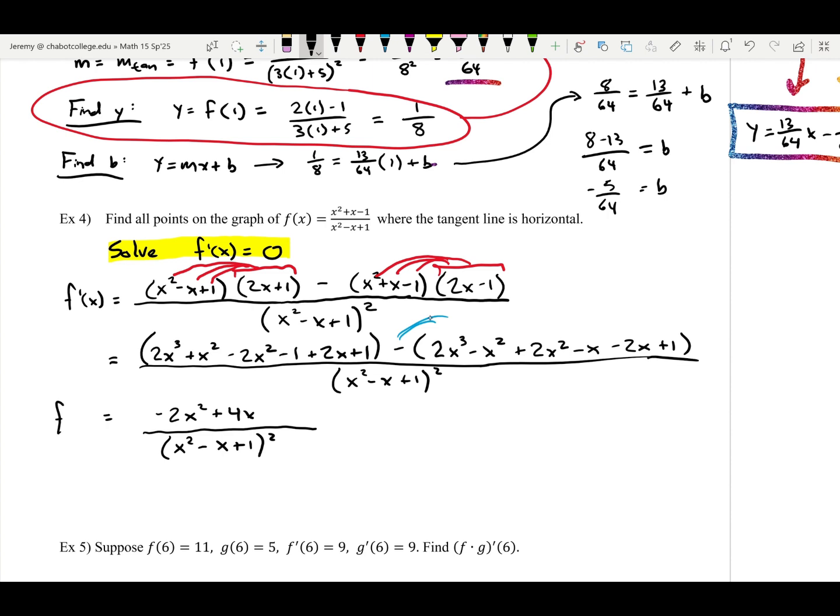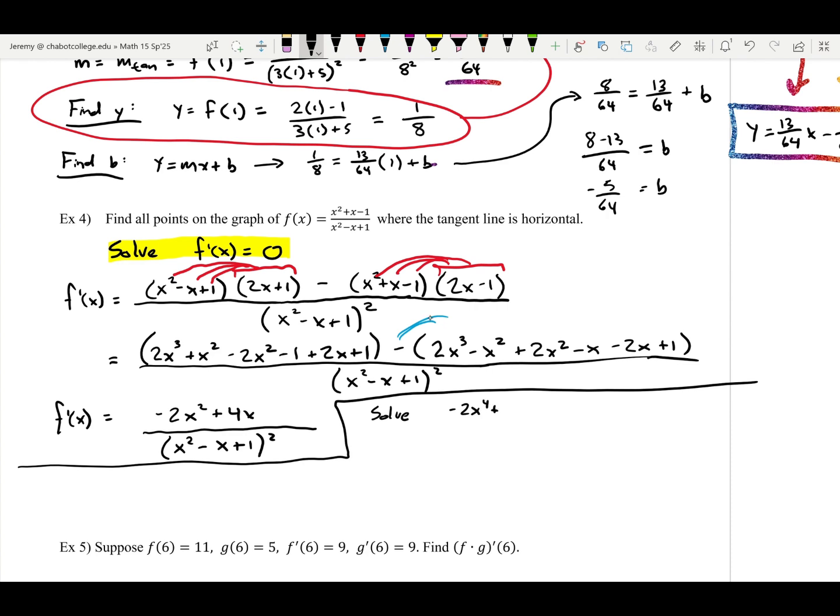Okay, so that's my derivative. This is what I want to set equal to 0 and solve. Now we want to solve F prime of x, negative 2x to the 4th plus 4x over all that stuff squared is equal to 0. The nice thing here is, remember, for a fraction to be equal to 0, we just need the numerator to be equal to 0. So to solve this problem, I only need to set the numerator equal to 0.